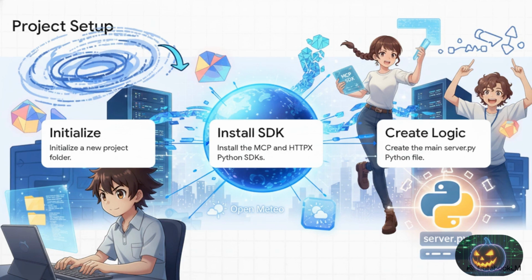Step 1, initialize your project folder, maybe using something like uv init. Step 2, install the official MCP Python SDK via pip along with HTTPX for handling asynchronous requests, which is perfect for when we build, say, a text summarization tool or fetch dynamic markdown. Step 3, create a main server.py file. This is where the whole shebang lives.